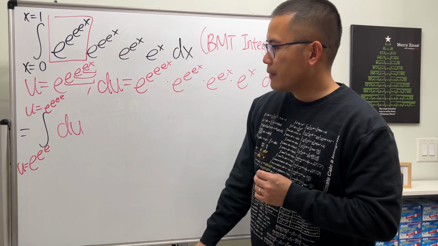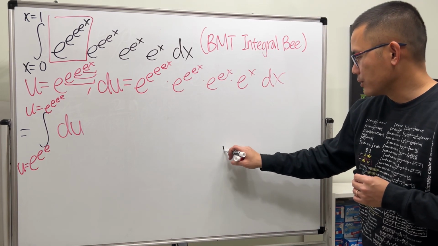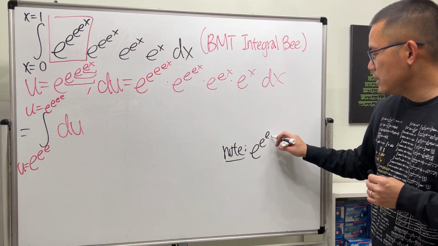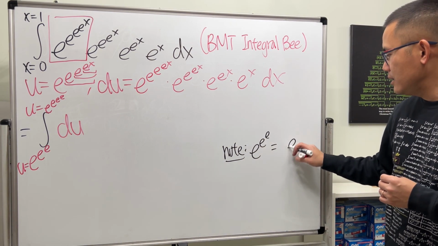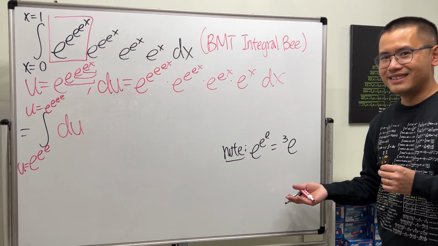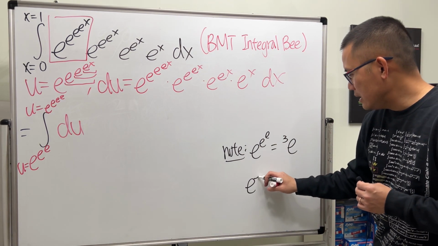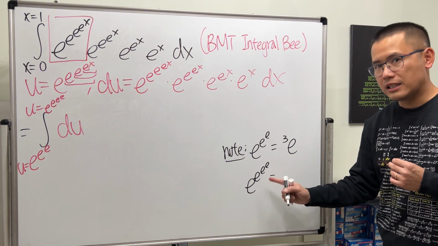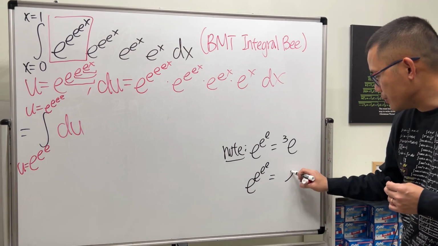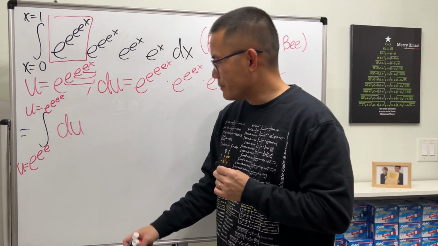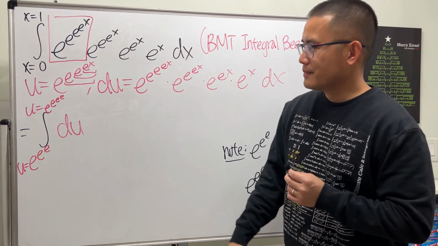Oh, by the way, just for fun. So note, e to the e to the e, we can write this as e with a 3 on the left. This is called tetration. And then e to the e to the e to the e, it's the same thing, right? This is a repeated exponentiation. You can just put e and then that 4 on the left. But anyways, I'm not going to do that right here. I'm just going to write them out.